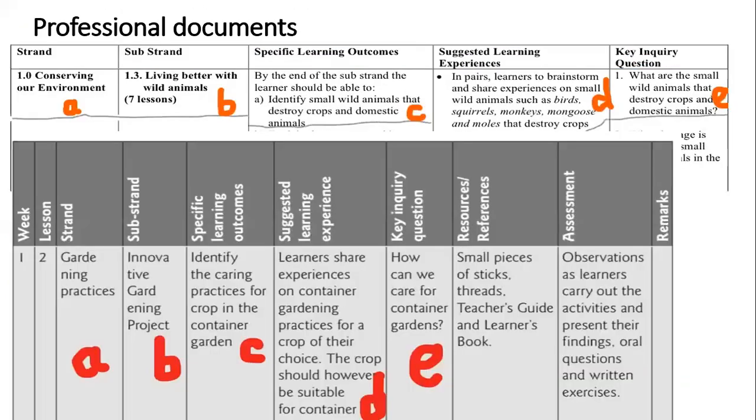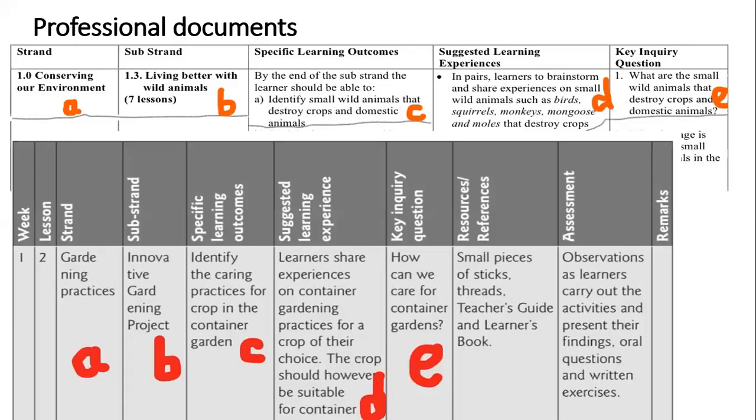So we are still on the professional documents, and a lot of people confirmed that they are quite familiar with schemes of work, but are not very familiar with lesson plans. So colleagues over here, I have two extracts of two professional documents. One is the one that you see, a piece of a document that has strand, substrand, specific learning outcomes, suggested learning experiences, key inquiry questions. So this is just part of a big document.